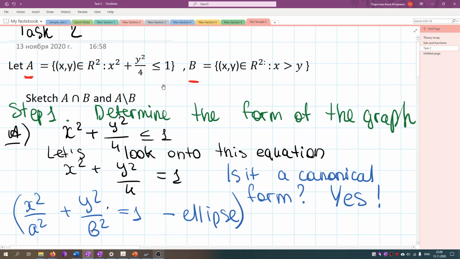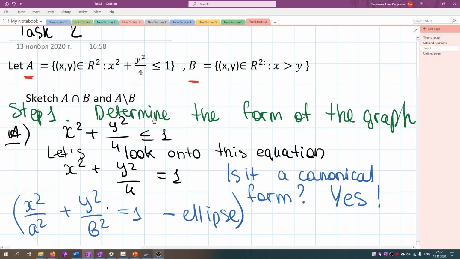We are discussing the second task from your sample. Here we need to find the intersection of A and B and also the set A excluding B. So we have here our inequalities, and the first step is to determine the form of the graph. And let's start with the A set.